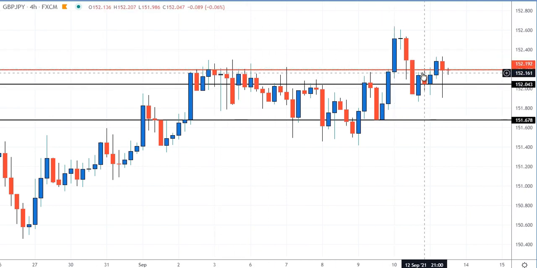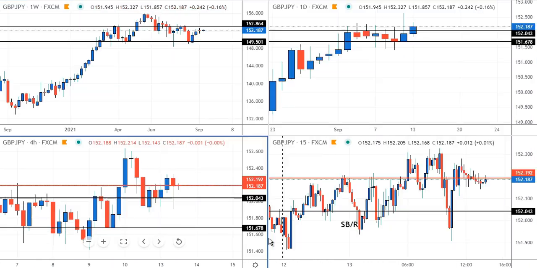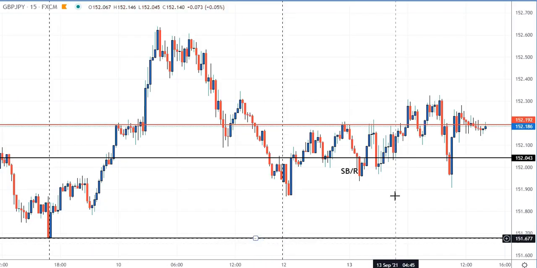All we do is watch it. We don't know what's going to happen when price gets here. We don't try to guess. We let price show us. And that's where we use our entry time frame, our 15-minute chart.